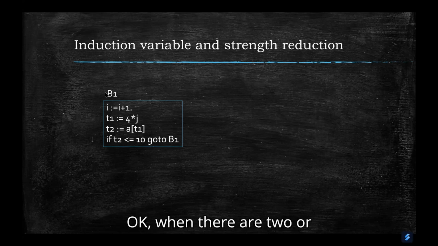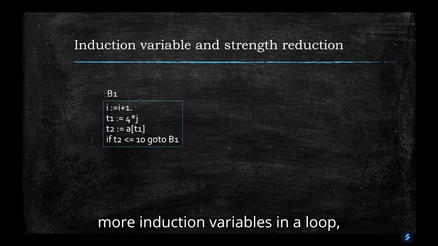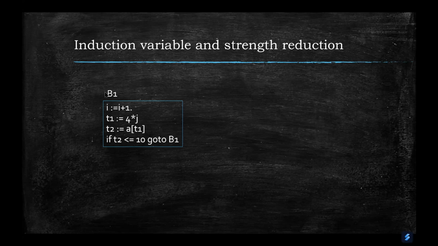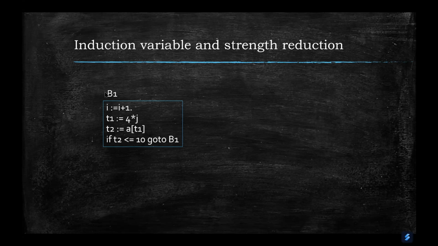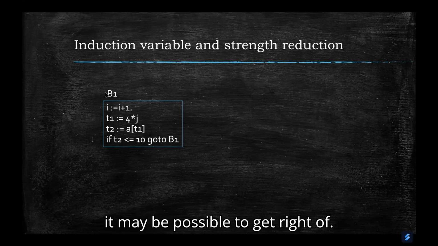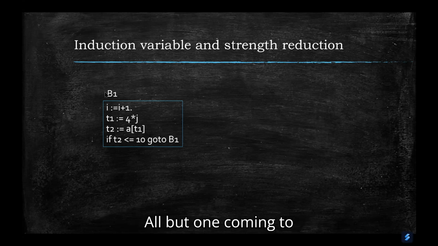When there are two or more induction variables in a loop, it may be possible to get rid of all but one. Coming to the reduction in strength.